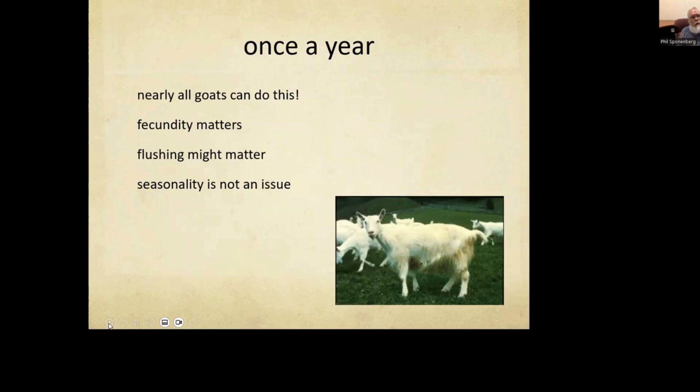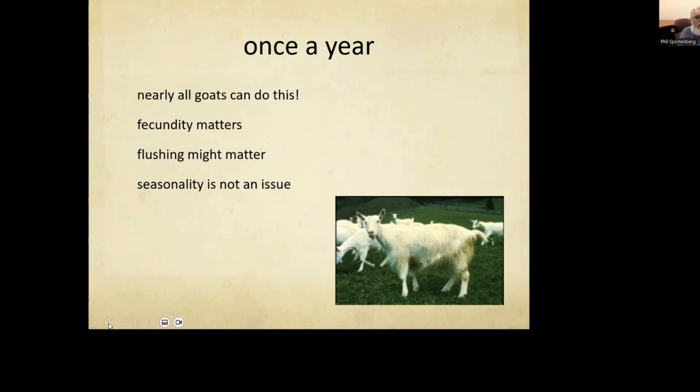Now we'll go back and talk about how many times a year you want to have kids, and basically if it's once a year, nearly all goats can do this. Fecundity does matter, and fecundity is basically the number of kids that a doe is going to have. So it's the same as prolificacy. Flushing might matter, and also the genetic background. These are Appenzeller goats in Switzerland. Dairy goats in general, there's going to be some selection for prolificacy, and we'll talk about that in just a minute.